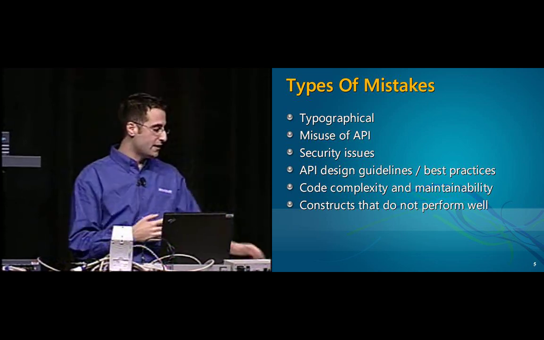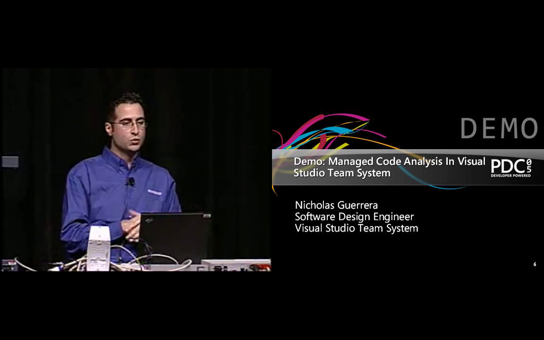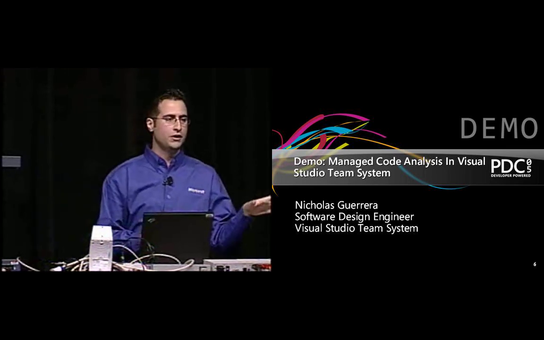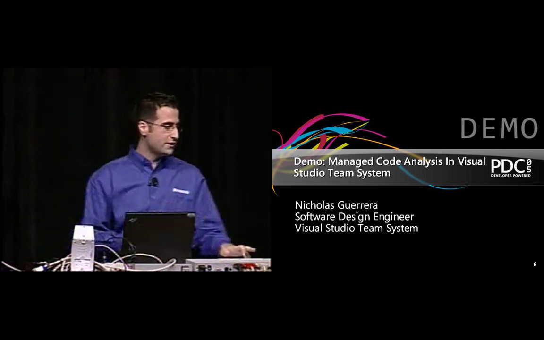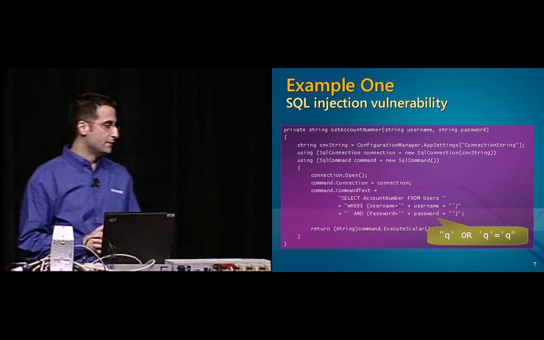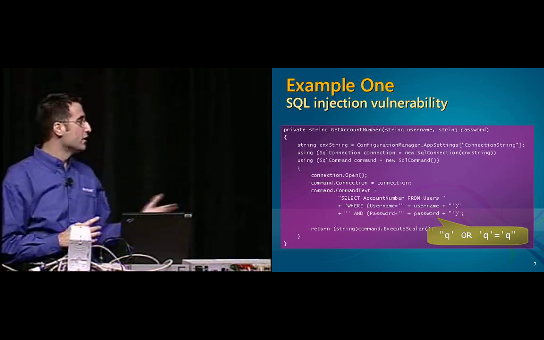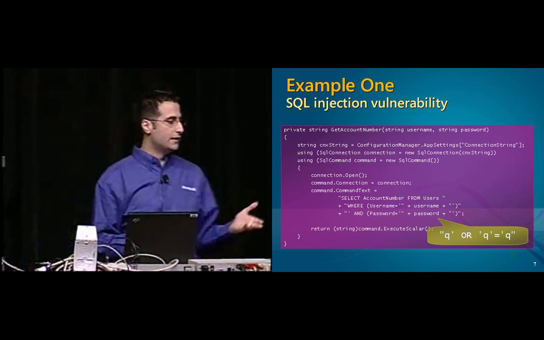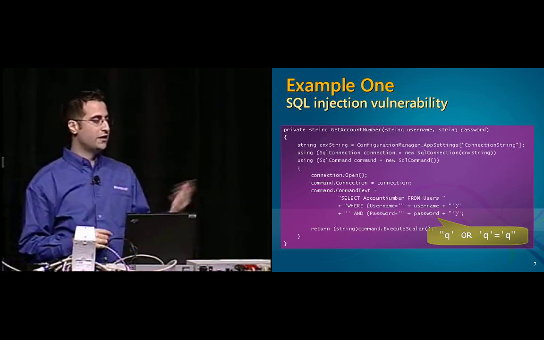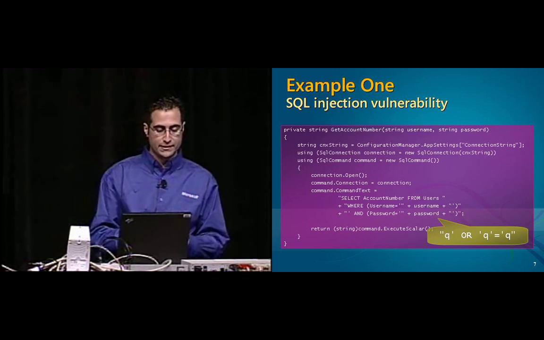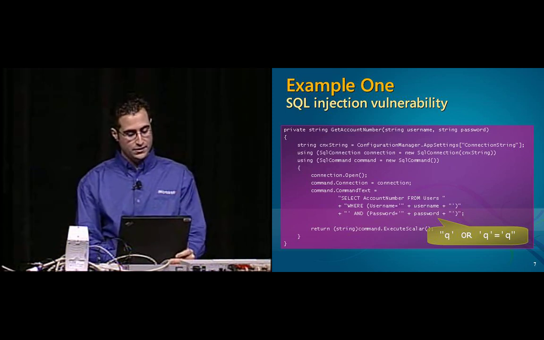So with that, I think we're ready to dive right in and take a look at the demonstration. We'll start by looking at some managed code and some analysis thereon. The first example is a very common security issue when working with SQL. Here we have a very basic routine, which is trying to retrieve the account number for a given username and password from a SQL database. It turns out that there's a security flaw in this code.